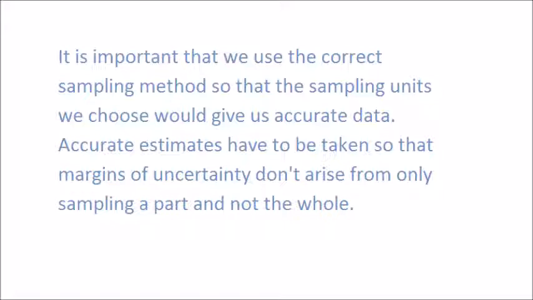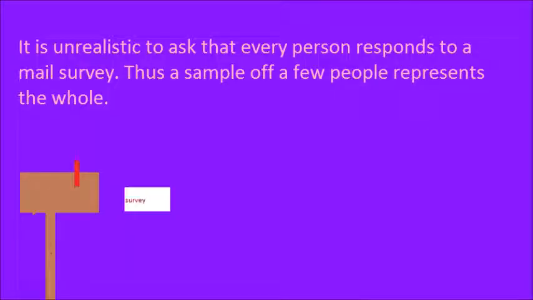It is important that we use the correct sampling methods so that the sampling units we choose will give us accurate data. Accurate estimates have to be taken so that margins of uncertainty don't arise from only sampling a part and not the whole. For example, it is unrealistic to ask that every person respond to a survey, thus few people are chosen to represent the whole of the population by taking the survey.